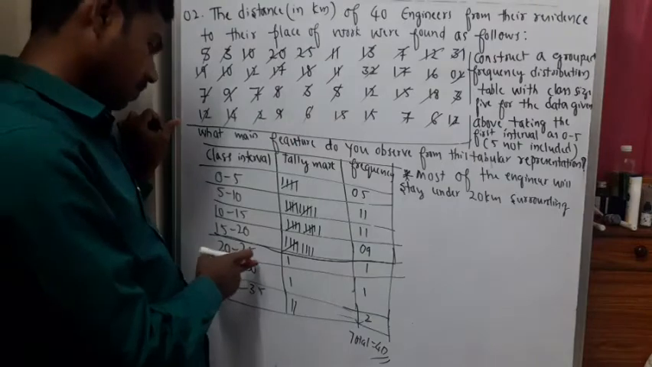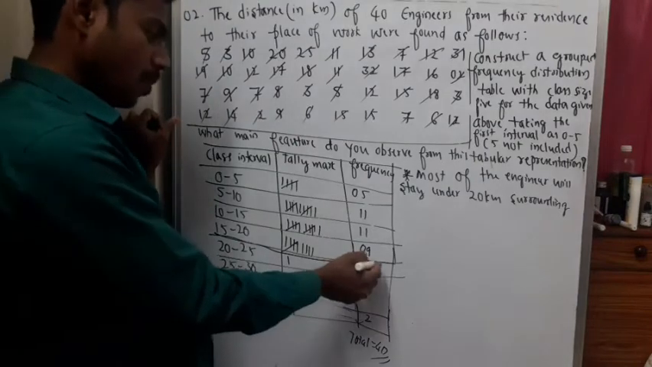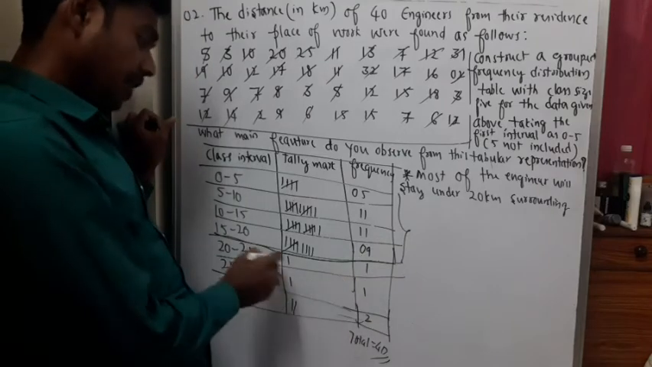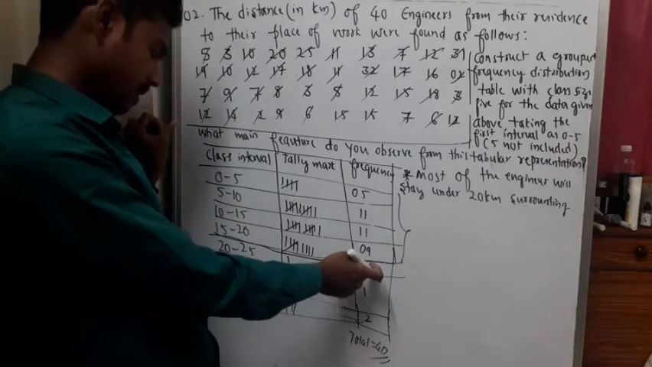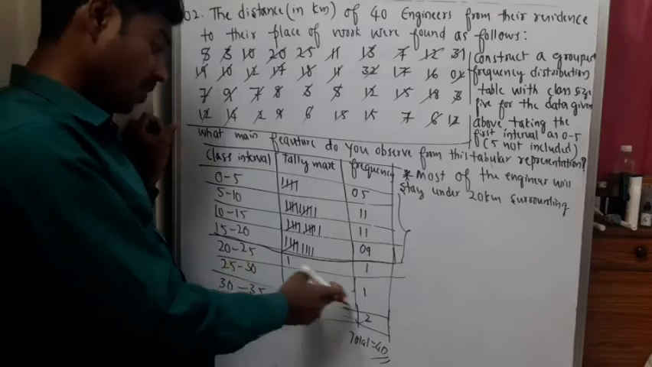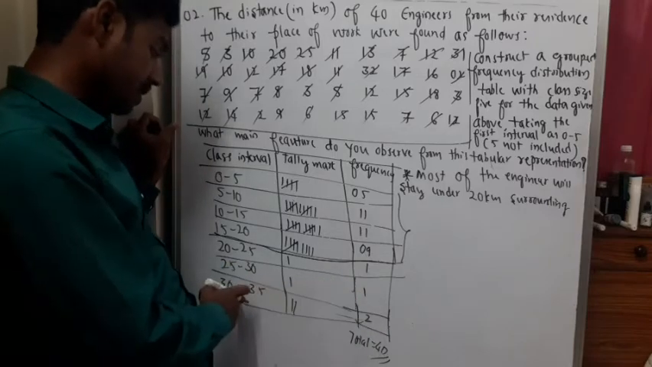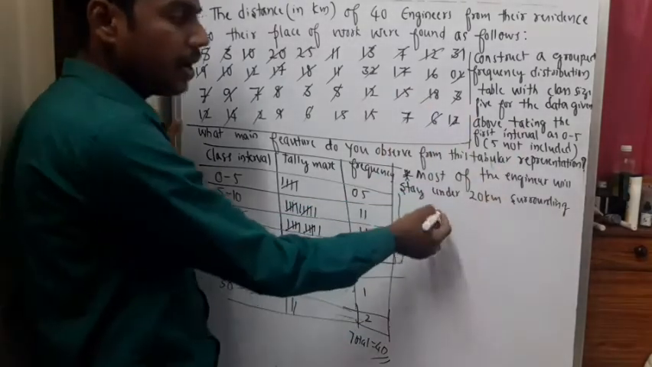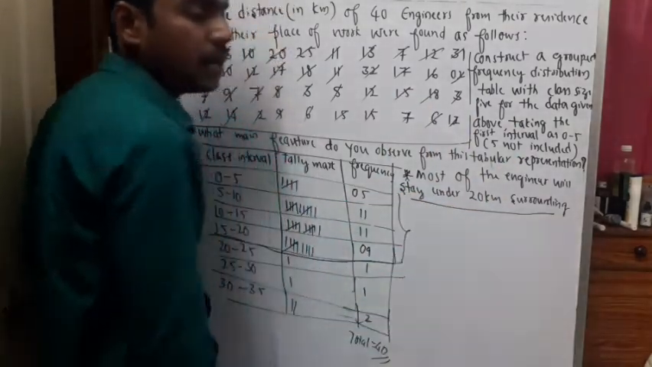See, most of the engineers are under this. For 20 to 25 only one engineer is there, 25 to 30 only one engineer is there, and 30 to 35 we find only two engineers. So most of them stay within a 20 kilometer surrounding.